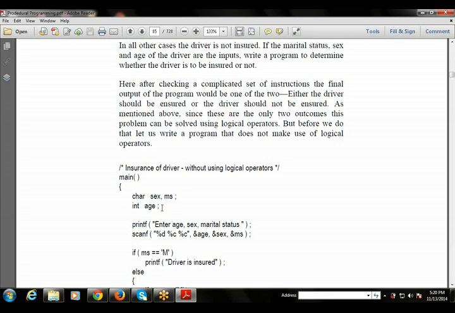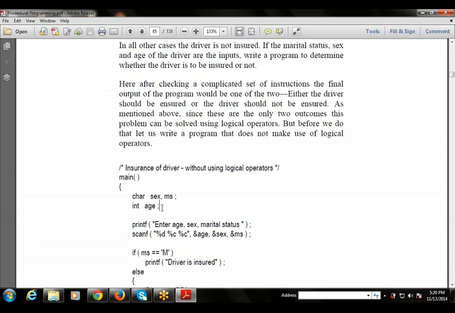Then it uses the printf statement, used for printing, to ask: enter the age, enter the sex, and enter the marital status, and then scans the values, that is %d, %c, %c. So three specifiers are used. One is %d, because age is of int type, that's why it uses %d. Sex is of char type, that's why it uses %c.